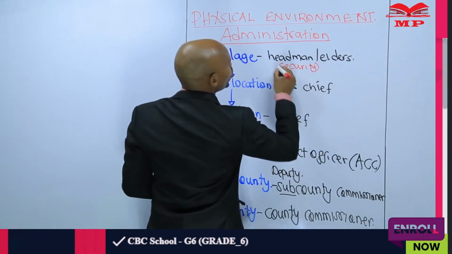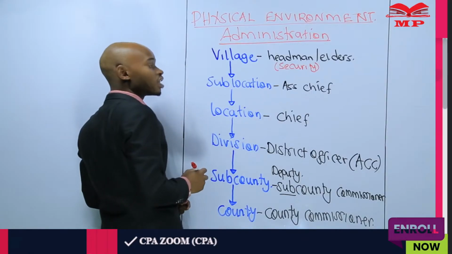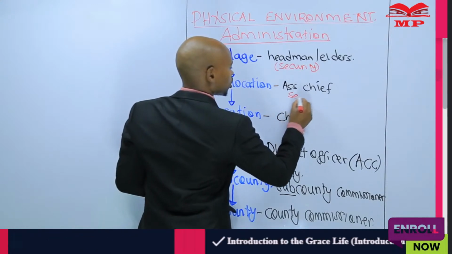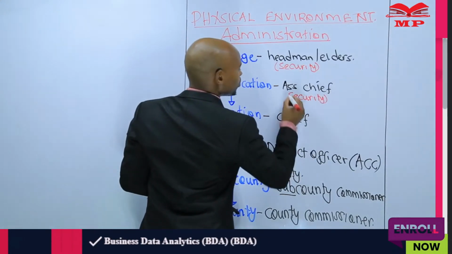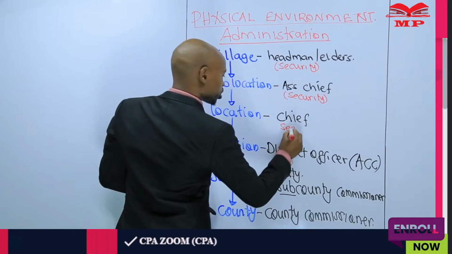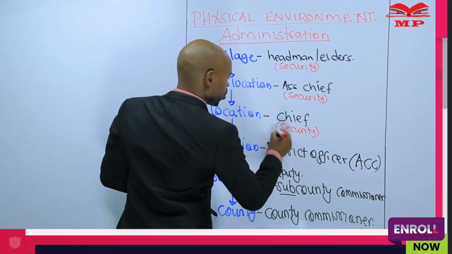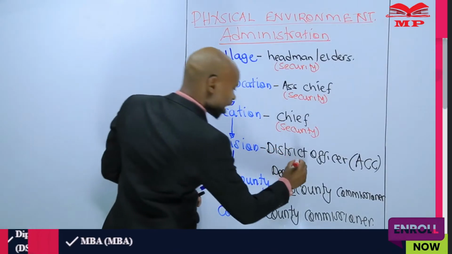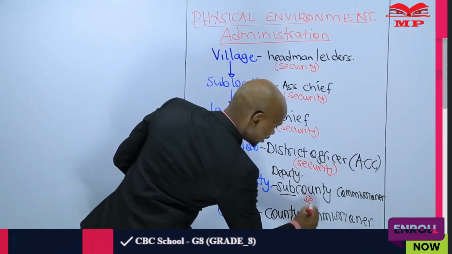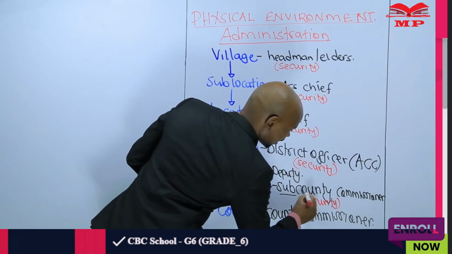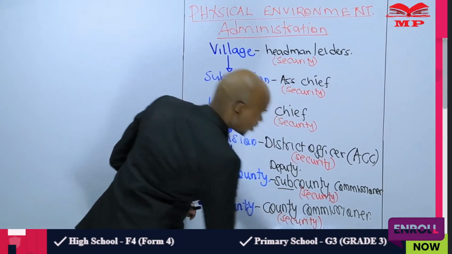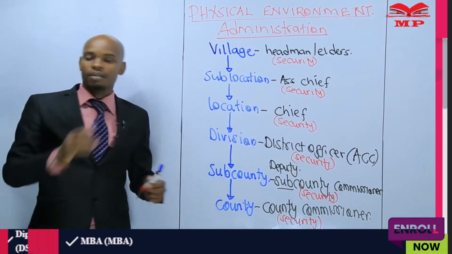So who is in charge of security in a village? Village elders. They are the people who are supposed to arrange for the security. In the sub-location, who is in charge of security? It is the administrator there, the assistant chief. Who is in charge of security in a location? It is the administrator of the location, the chief. These people are in charge of security. And it is very important to note their work is to provide security in that area.